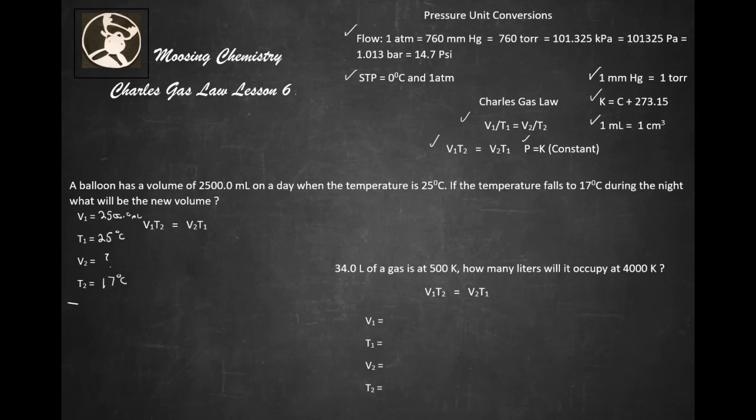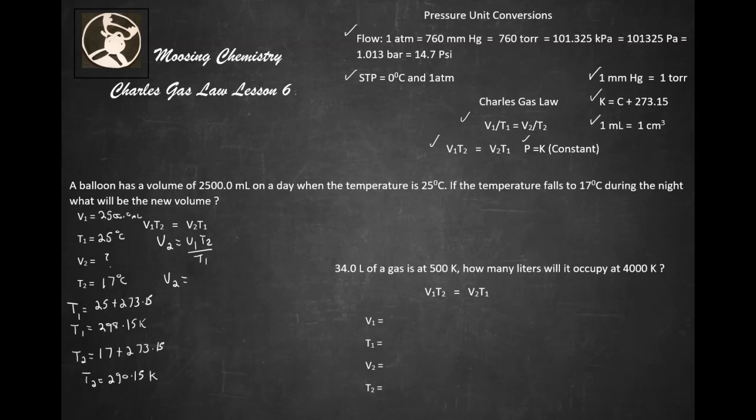First, we need to convert our temperature. So T1 equals 25 plus 273.15. T1 is going to equal 298.15 Kelvin. T2 is going to be 17 plus 273.15, so T2 is going to equal 290.15 Kelvin. So we want to isolate for V2. V2 equals V1 T2 over T1.